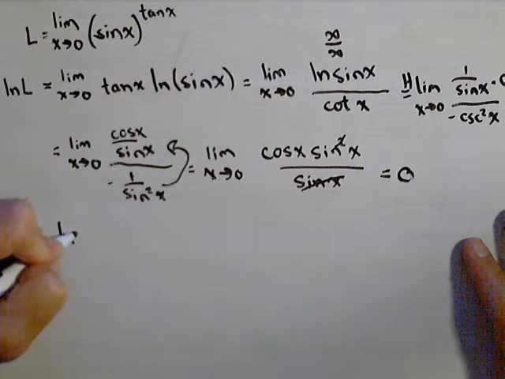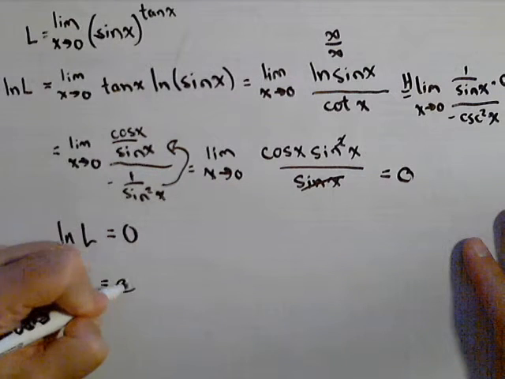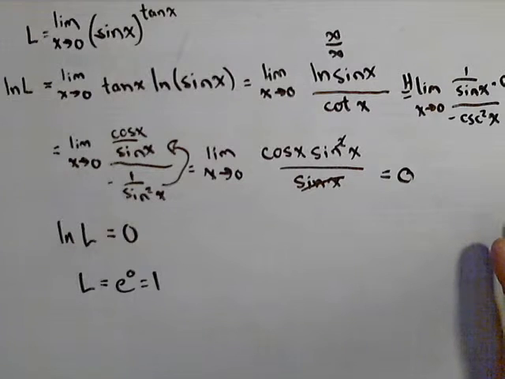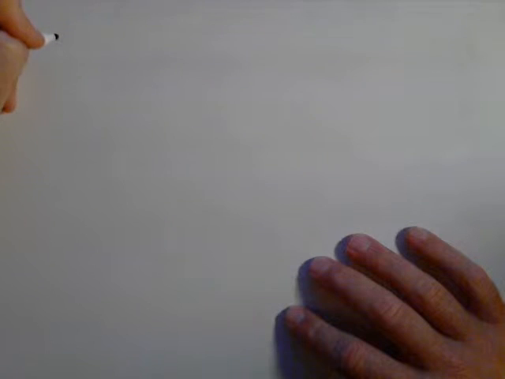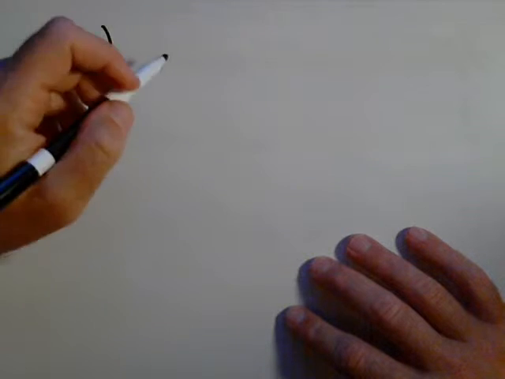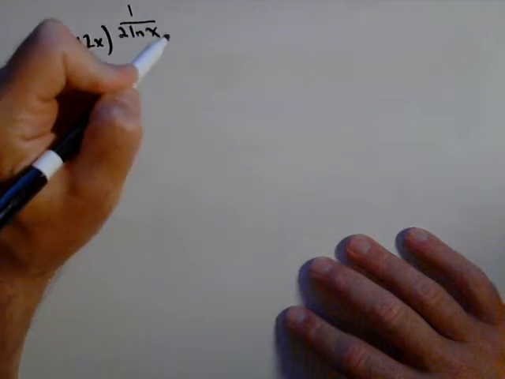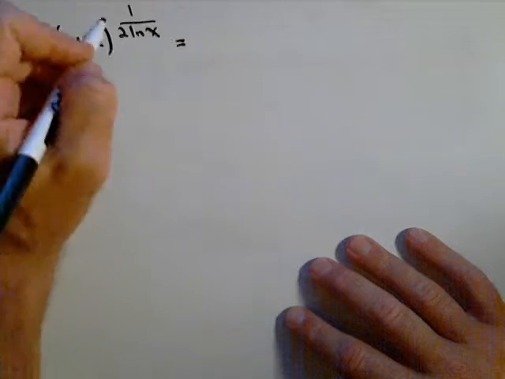Now what we have is that the natural log of L equals 0, therefore L equals e to the 0 or 1. And so there's one example. I want to do one more. One thing people forget, and they do a good job on these, is they forget to switch it back at the end. The other one we're going to look at is 1 plus 2x to the 1 over 2 ln of x. You get some practice at these. They get real easy, even though some of the stuff may look tough.